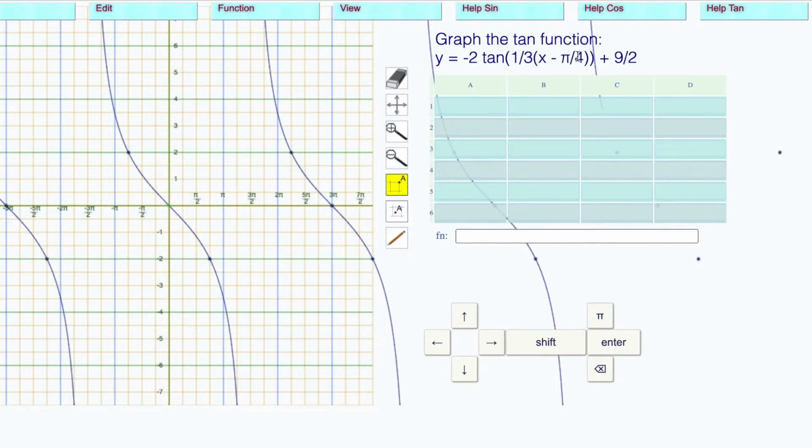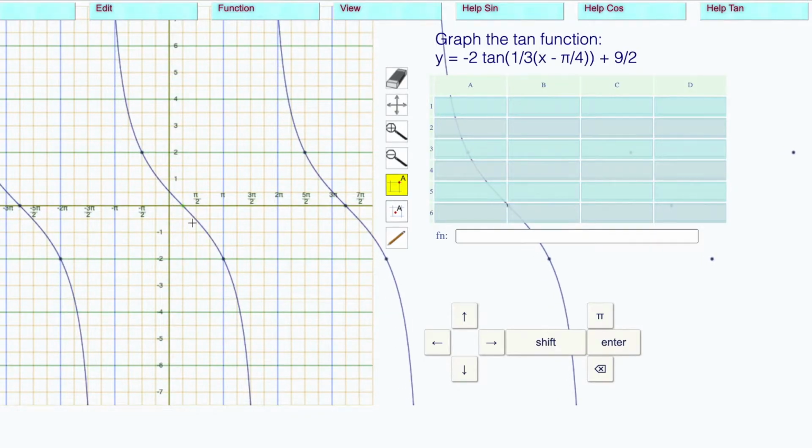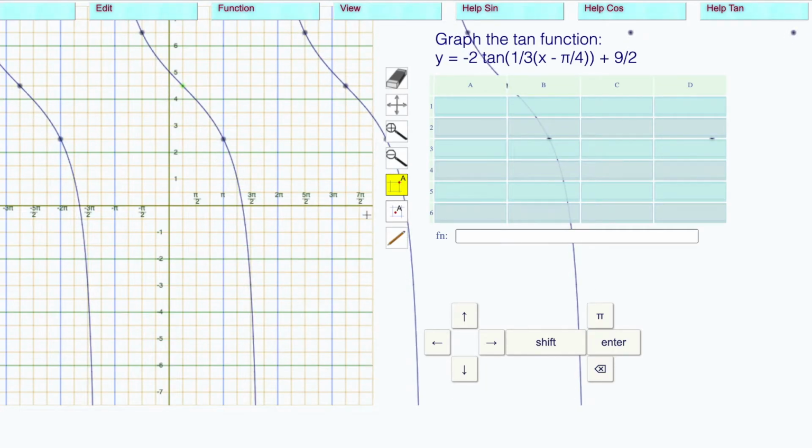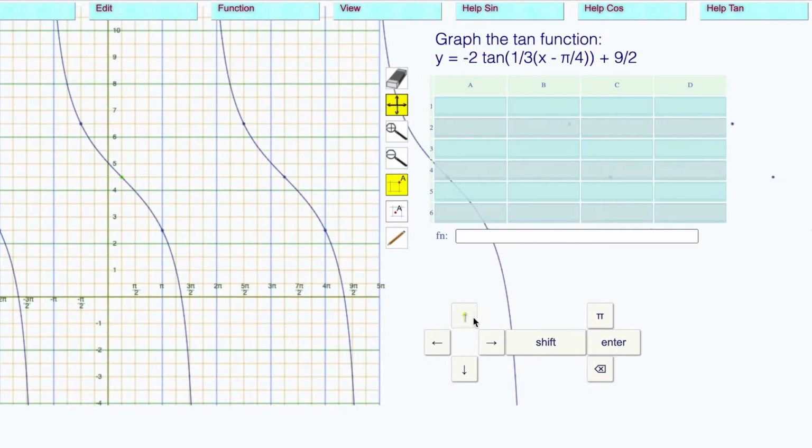Then the horizontal translation, it's x minus h. The h is pi over 4, which is right here. Drag this to pi over 4. Then the vertical translation is 9 over 2, which is 4.5. Drag this up to 4.5. There is our graph of the tangent wave. Press enter.